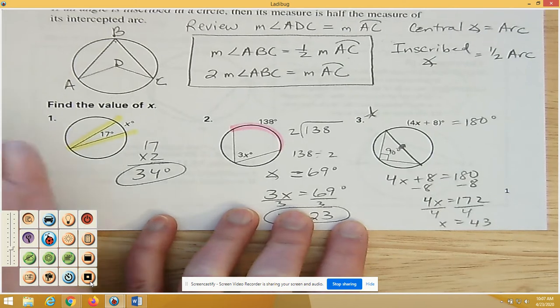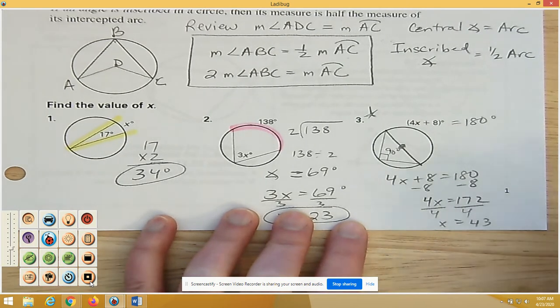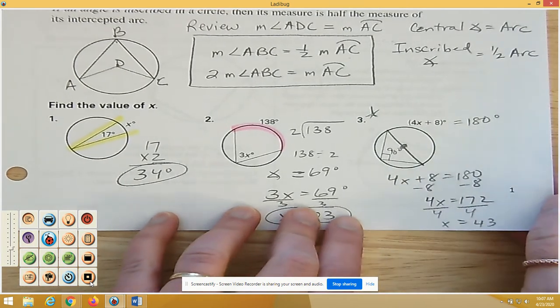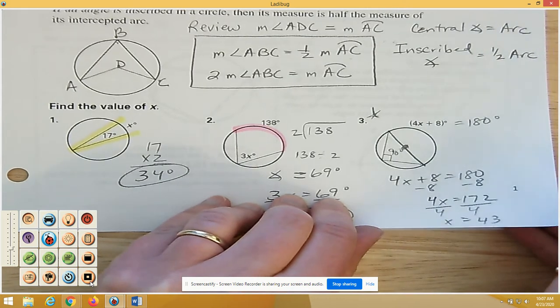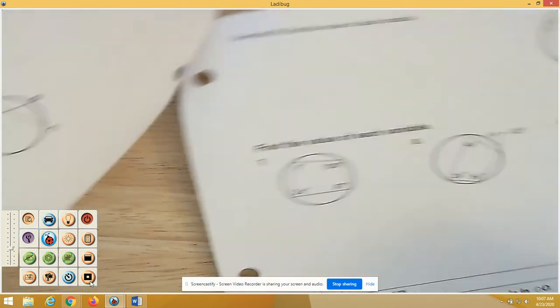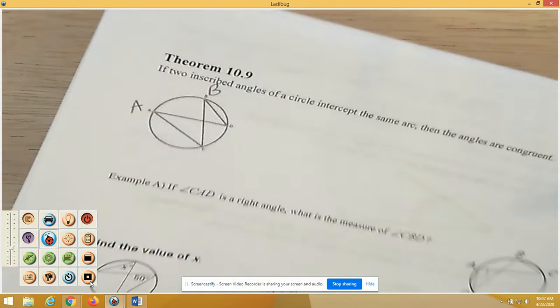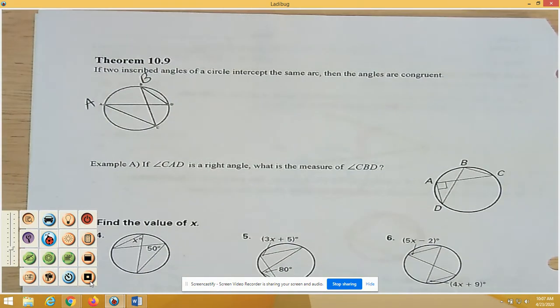I'm looking at my answer key, but I think I had done it a different way, and I get 43. All right, so those are a couple quick, straightforward ways that we can do that. I'm going to go on to the next page of my packet, and I said that there are 3 important rules that we're going to do today.